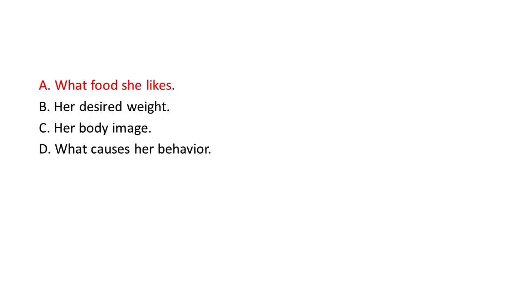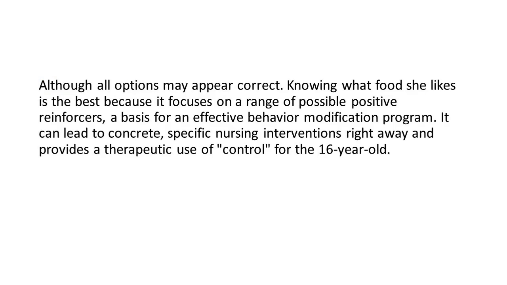The answer is A. What food she likes. Although all options may appear correct, knowing what food she likes is the best because it focuses on a range of possible positive reinforcers, a basis for an effective behavior modification program. It can lead to concrete, specific nursing interventions right away and provides a therapeutic use of control for the 16-year-old.